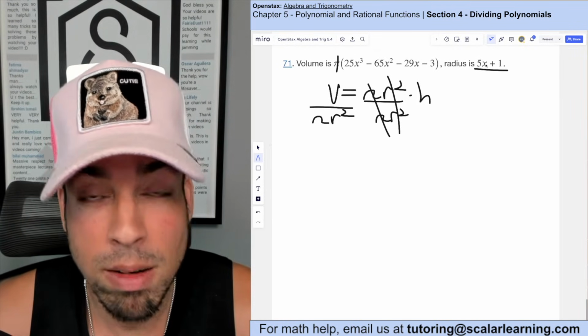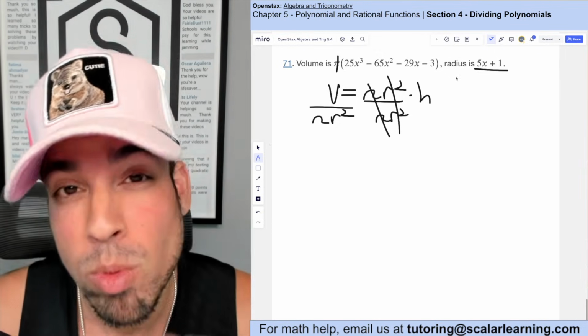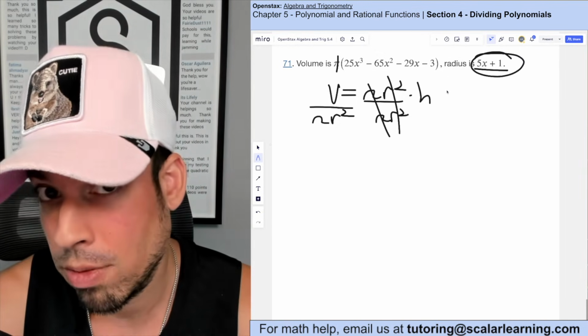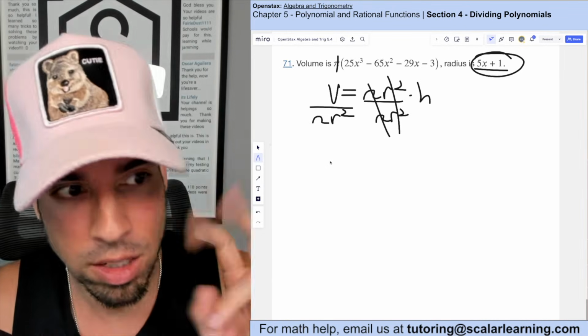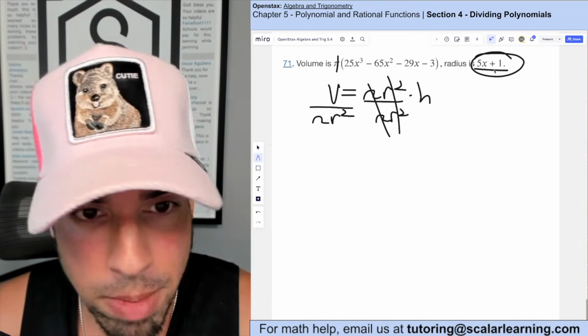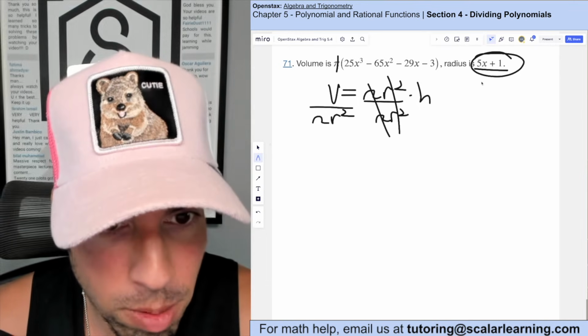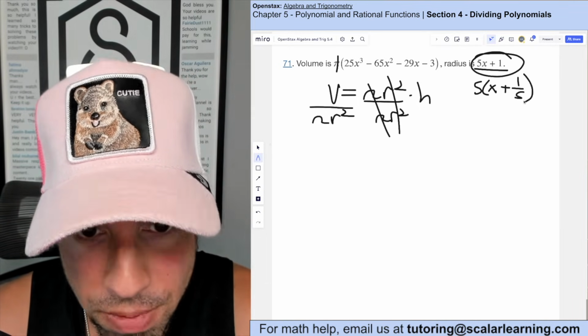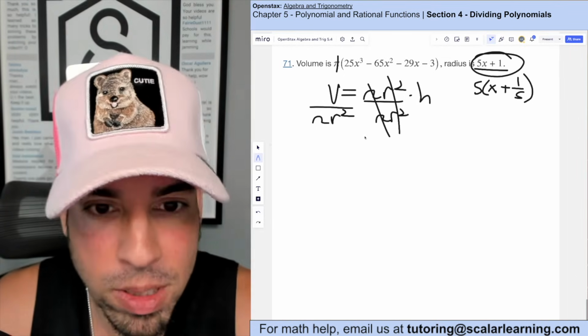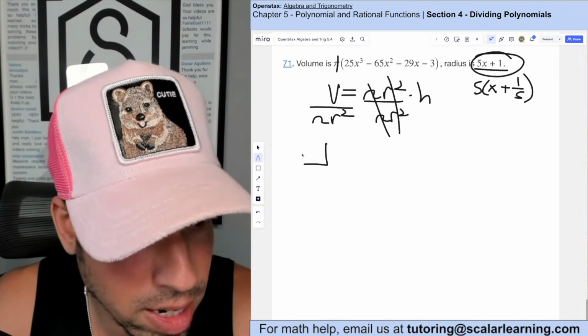Then we have to divide by the radius squared, meaning we're going to divide by this radius twice, really, if you think about it, right? 5x plus 1 and 5x plus 1. So we can do that in 2 different steps. So if I'm dividing by 5x plus 1 via synthetic division, I must first factor out the 5, and I'm left with x plus 1/5. So then we divide by the opposite of that 1/5, which is negative 1/5.